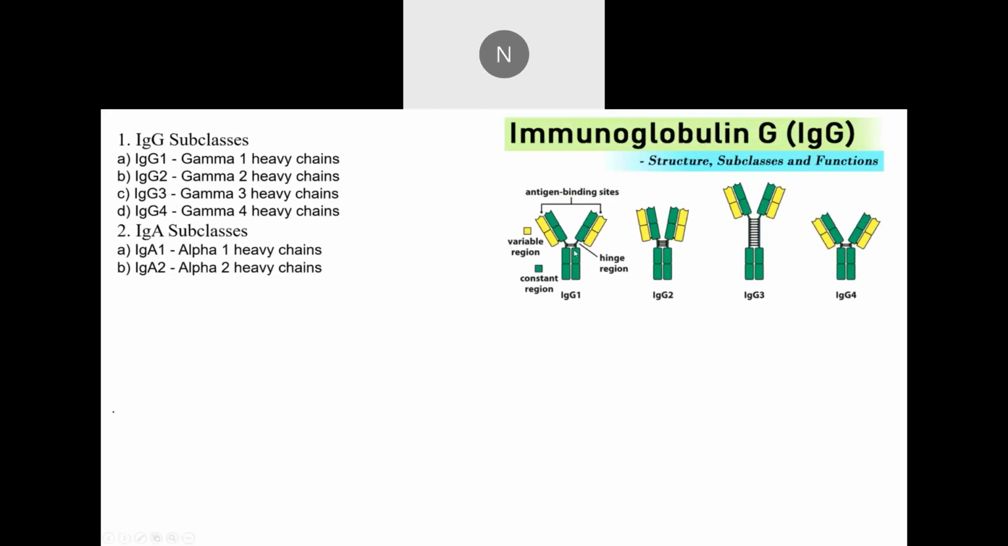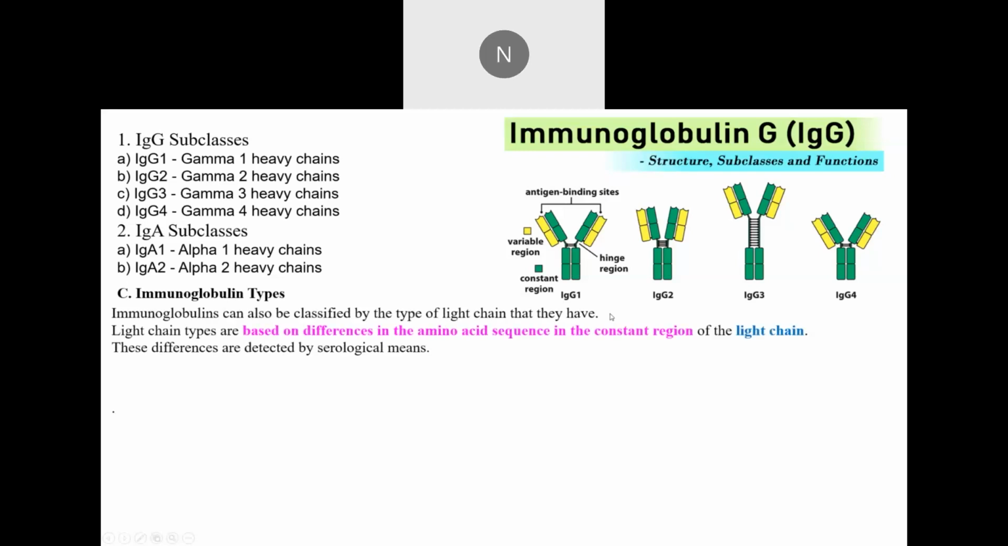The hinge, the thin joint, varies a little bit. So the amino acid sequence becomes variable in these joining heavy chains. That is how you classify the subclass. And the subtypes, or the types, can be based on the type of light chain that they have. Based on the light chain also, you can divide them by amino acid sequence in the constant region of the light chain.